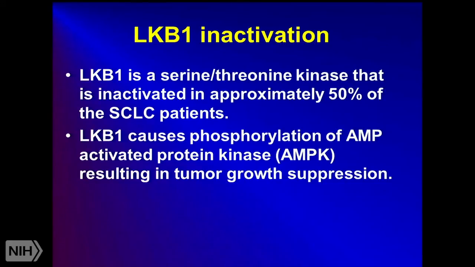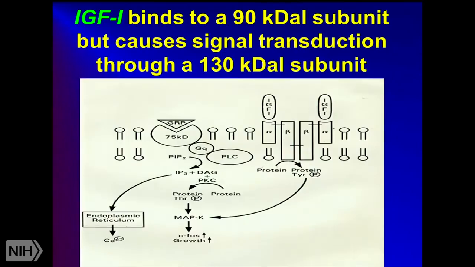Another thing that happens is the LKB1, a serine threonine kinase that's inactivated in about half of the small cell lung cancer patients. So LKB1 causes phosphorylation of AMP activated protein kinase, resulting in tumor growth. And the IGF-1 receptor is a tyrosine kinase receptor. In contrast to the EGF receptor, it binds insulin-like growth factor 1 with high affinity.